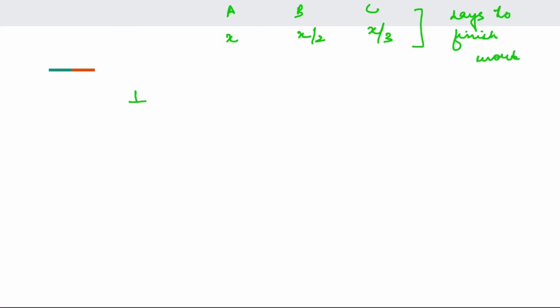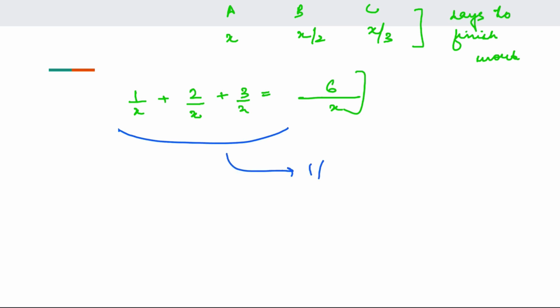So what is going to be 1 by X plus 2 by X plus 3 by X? The reciprocal of this, which is going to be nothing but what? X by 6. Correct? If I am taking X common, X by 6, right? This is X by 6. But now this has to be what? 1 by 2, because all of them are completing the work in 2 days.